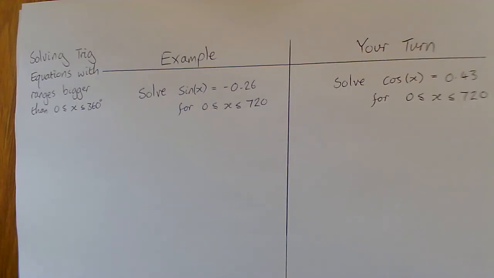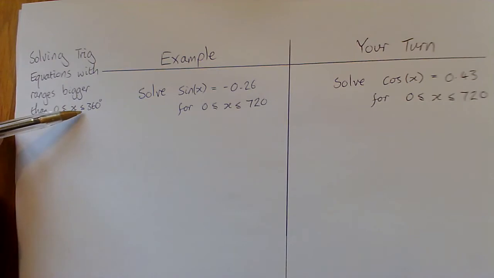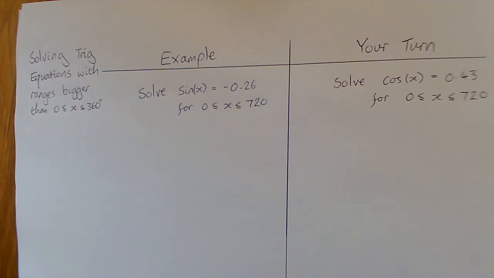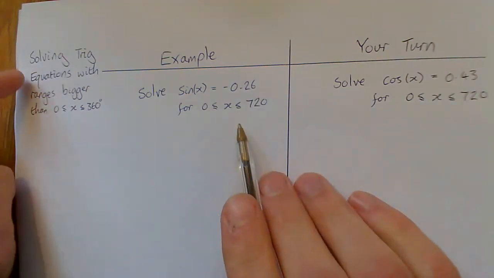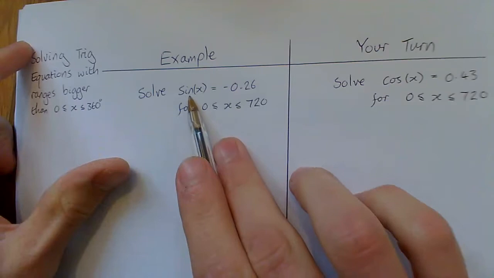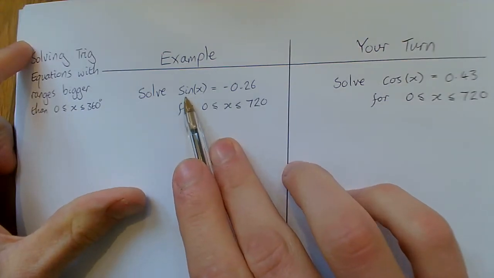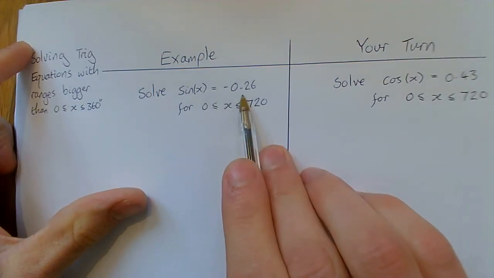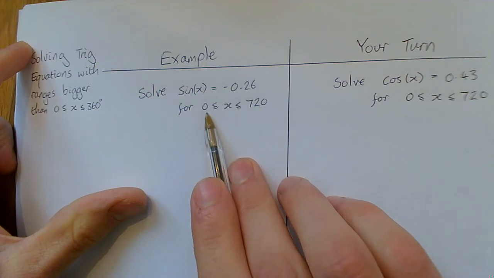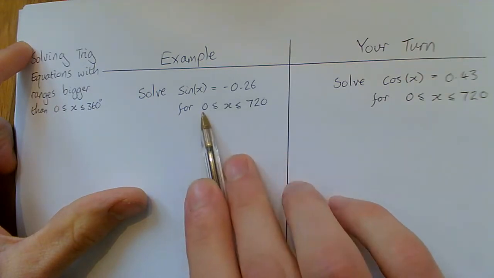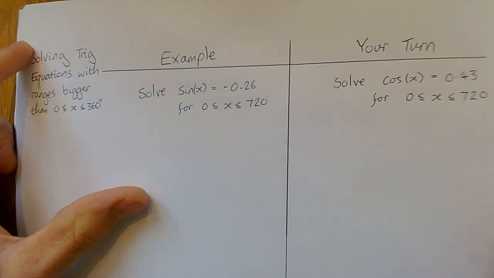So we are now going to actually apply what we've just talked about to some equations. I've titled this solving trig equations with ranges bigger than 0 to 360. Technically, we might actually have to consider ranges smaller than that, but at the moment, focus on bigger than. For our first question here, a standard question from last week, sine of x equals minus 0.26. But today we're working with a range which is between 0 and 720.